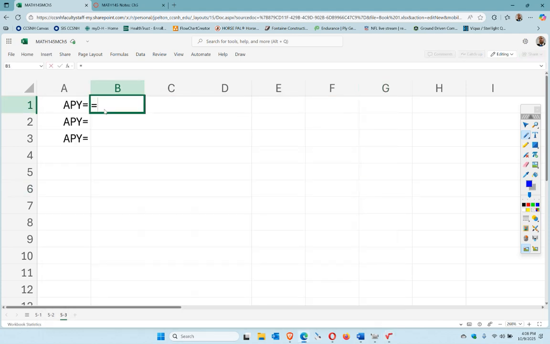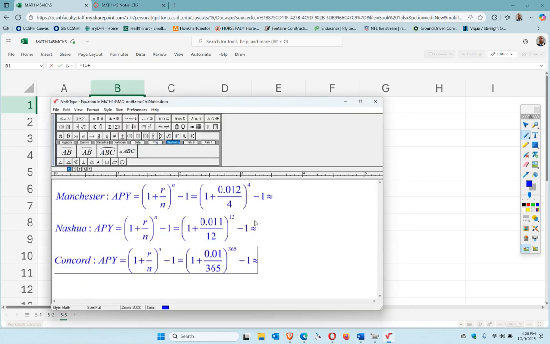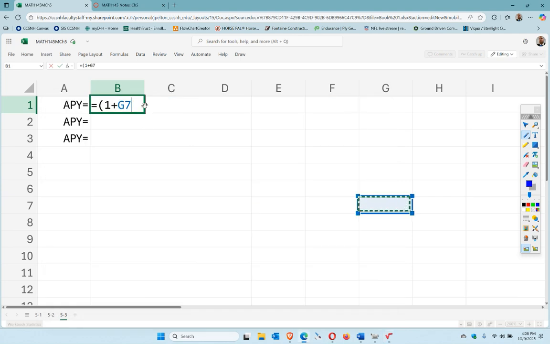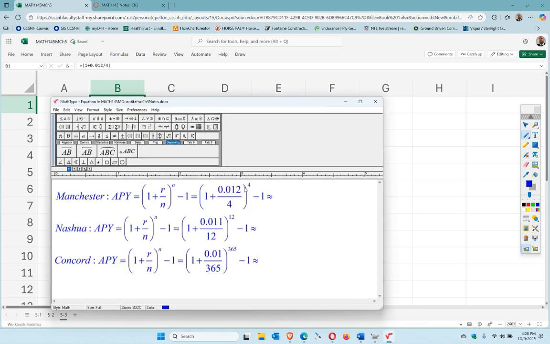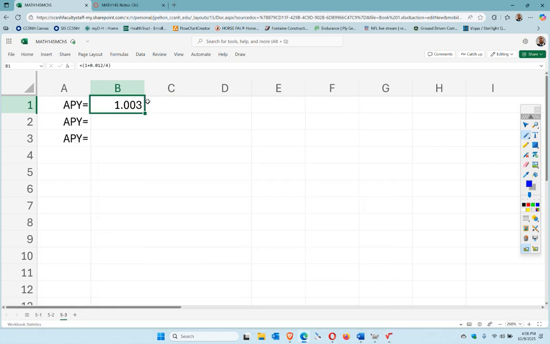So equals, parentheses, 1 plus, if I check my formula here, it's 0.012 divided by 4, parentheses, right? I think I'm good so far. To the 4th power, and then I have to minus 1 from the end. To the 4th power minus 1. Don't put parentheses around that, because the minus 1 does not go with that 4. Okay, and that's where we are. That worked. Let's do this 2 more times.